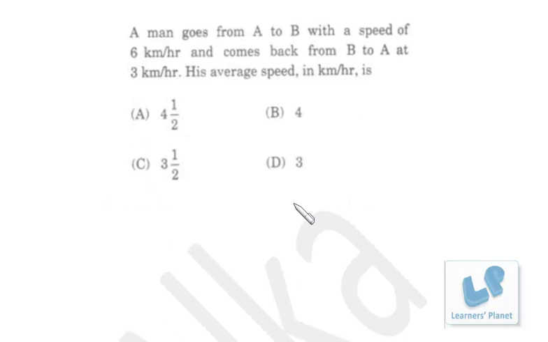Average speed question. From A to B, speed is 6. From B to A, the speed is 3. So average speed will be 2AB upon A plus B. Already discussed this formula. So, 2 into 3 into 6 by 9. So that's 4. Okay.